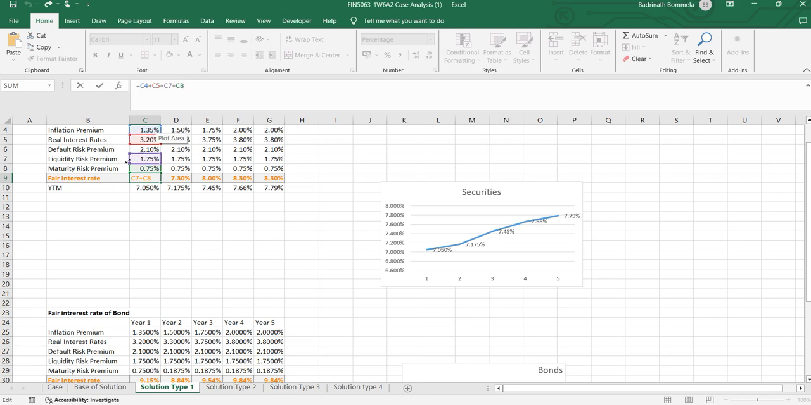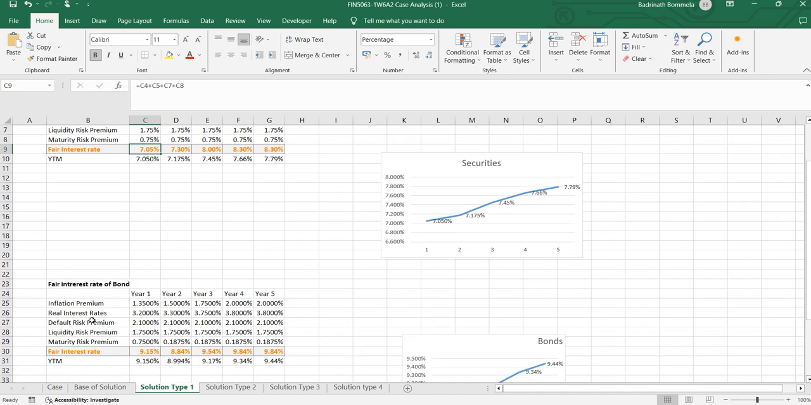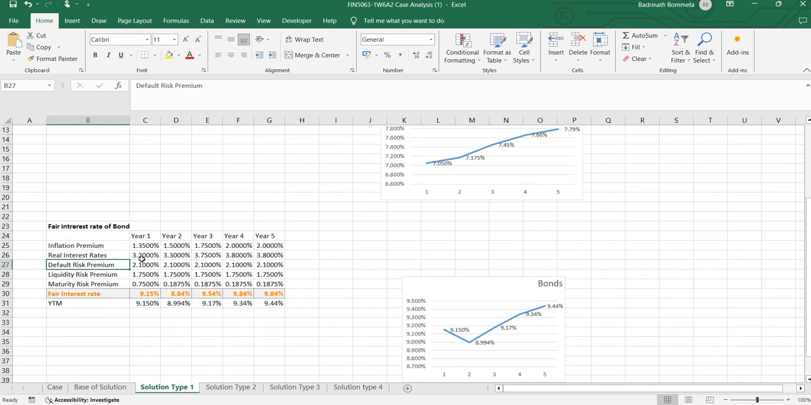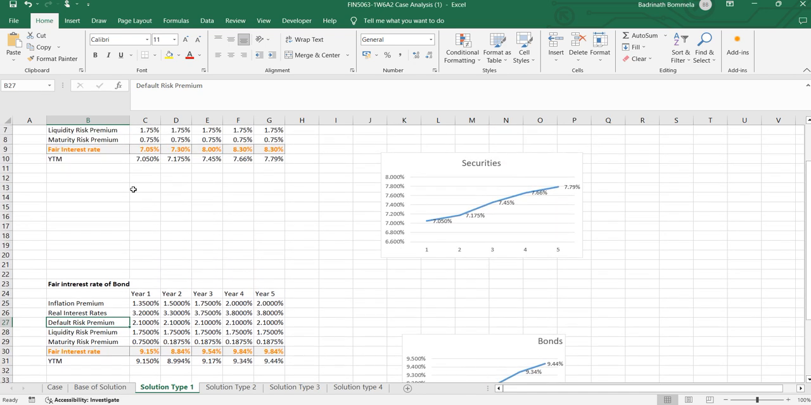The third option is not included in the formula. Okay, so the fair interest rate is calculated. Here we include the default premium rate. So after creating these two, we create a YTM value for every year.